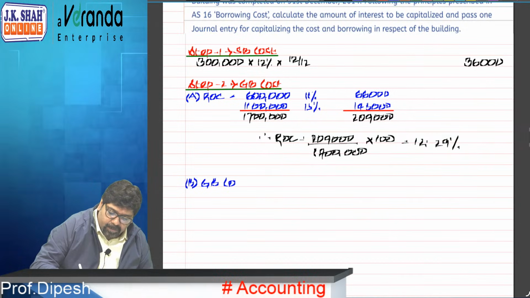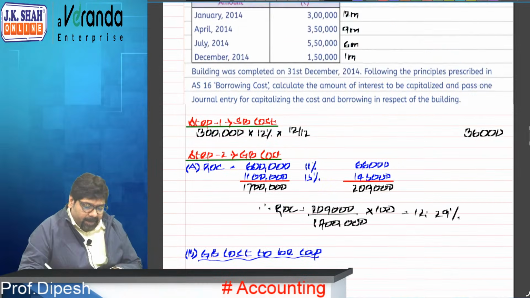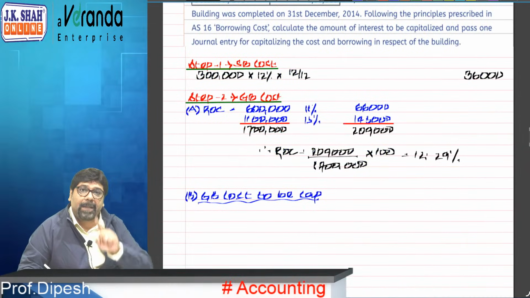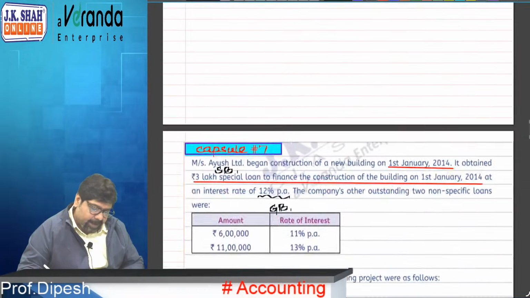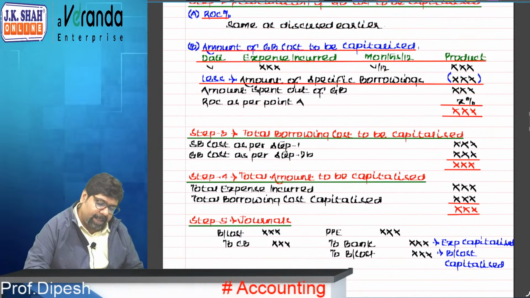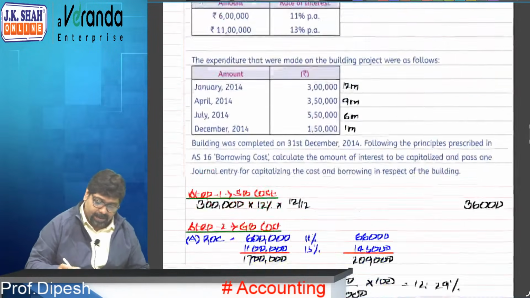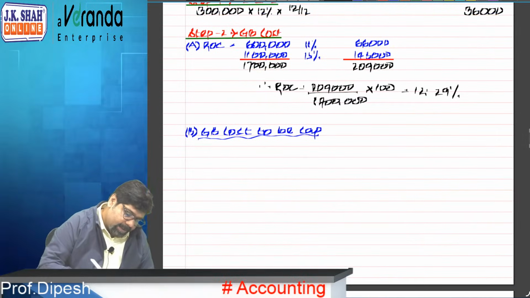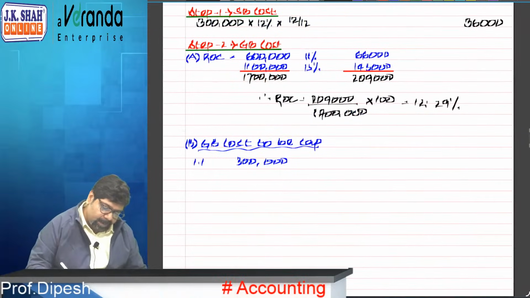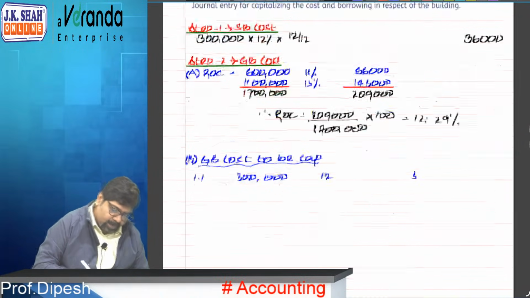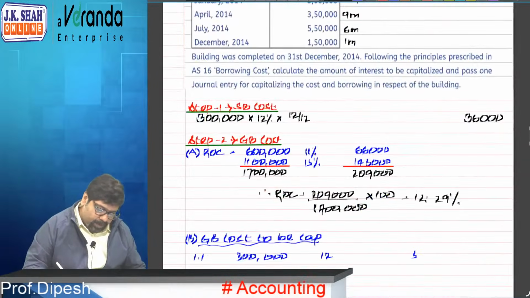General borrowing cost to be capitalized. This time this kind of question had come in the mock paper, which you are supposed to do by this method only. See, date, expense incurred, months and product. Date 1/1, 3 lakhs for how many months? 12 months. So 12 by 12.